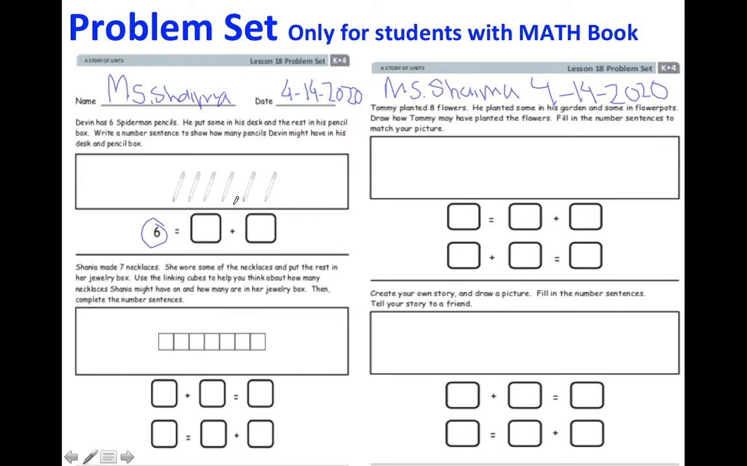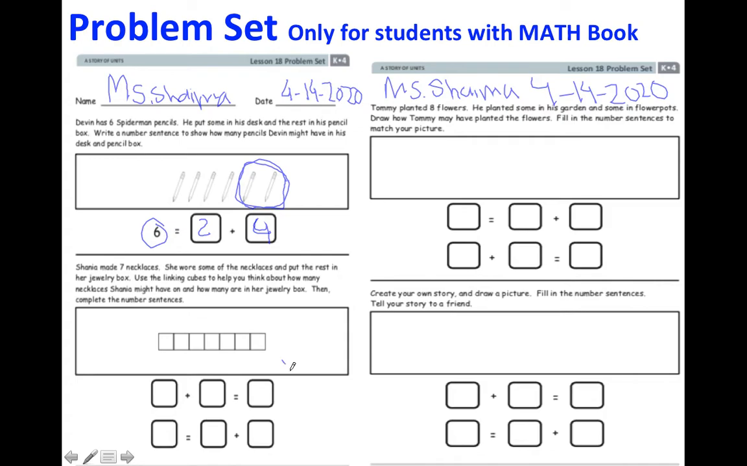So now I have to decide how many he puts on his desk and how many he puts in his pencil box. Since pencil boxes are square, I'm going to try to do my best to put them in a pencil box. So I have 2 that go in the pencil box, and how many are outside? 1, 2, 3, 4. So the way I would read my number sentence is 6 equals 2 plus 4. Again, 6 equals 2 plus 4.